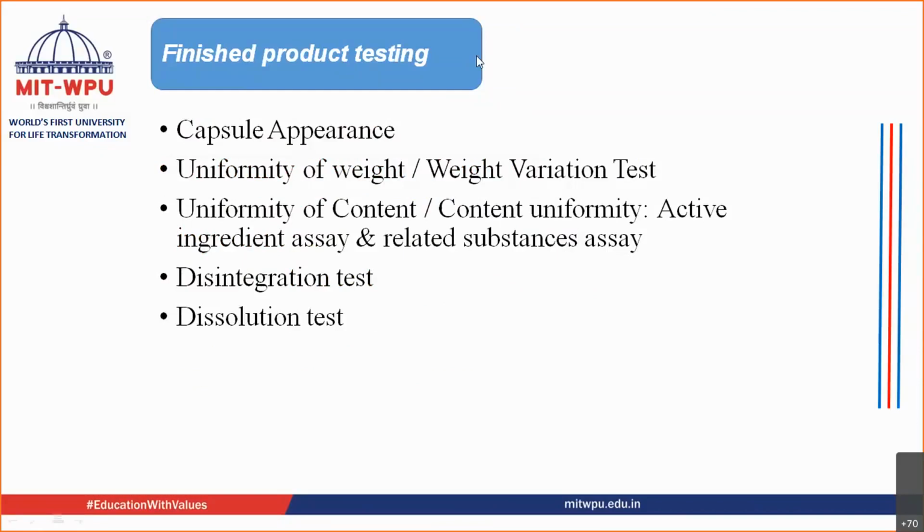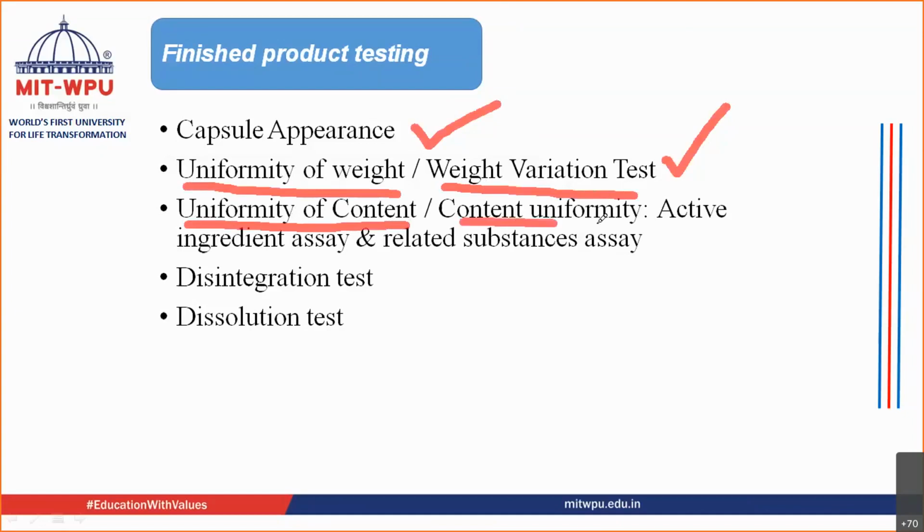In that, you are going to find what all tests you are going to perform. You are going to perform the capsule appearance test. You are going to perform uniformity of weight, which I told you, right? W2 minus W1, that method you are going to use. You are going to find out the uniformity of weight, which we call the weight variation test. You are going to perform uniformity of content, that is the content uniformity test.